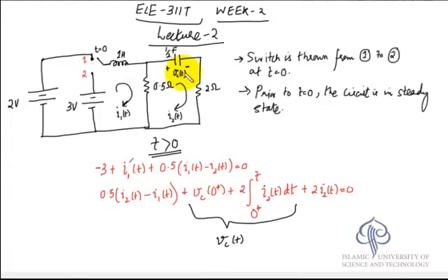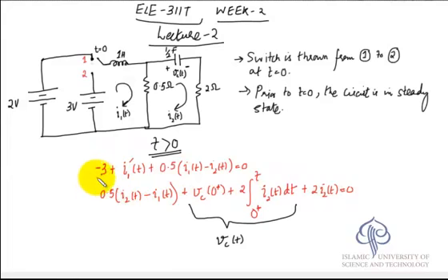And now this VC(t), the whole drop across the capacitor, can be broken down into this integral plus this initial voltage, as we have seen before. So this is VC(0) plus twice the integral from 0+ to t of I2(t) dt. This whole thing is VC(t). So these are the two differential equations that we get out of the circuit by using mesh analysis.